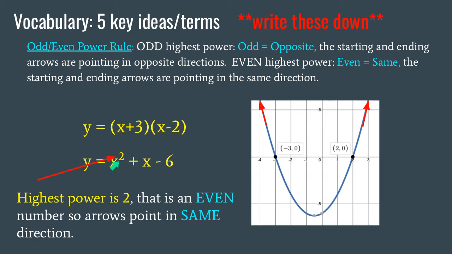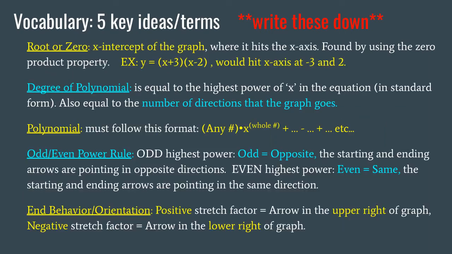So if you think about this one, this was an even power. This power was a 2. Therefore, the highest power is a 2. That is an even number, so the arrows point in the same direction. Look at these arrows. This is a parabola. We graph it like this with an arrow on this end, an arrow on this end. They're pointing in the same direction. They are both pointing up because that's an even numbered power, with that being a 2.